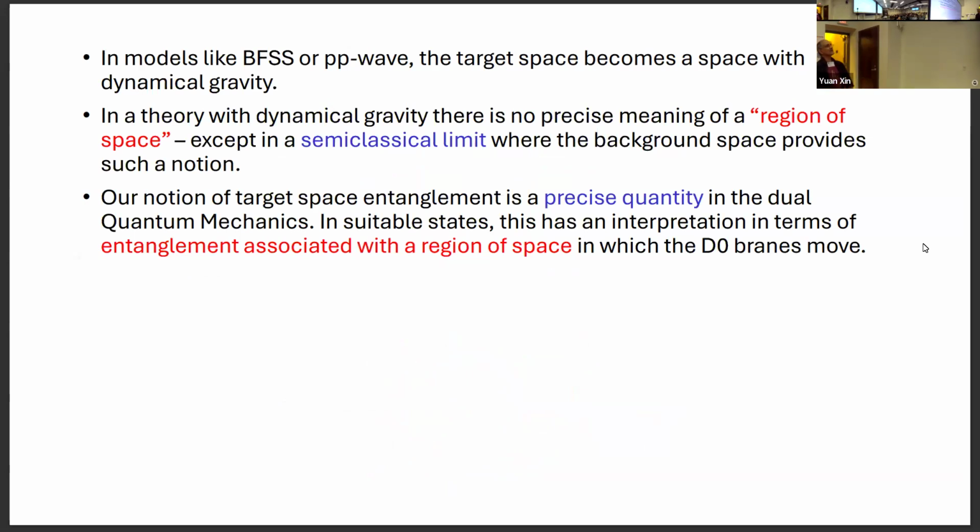So what this means is that what we have defined, therefore, is a notion of an entanglement with a region of space in a gravitational theory. Now that's a little bit weird because there is no diffeomorphism-invariant way of defining a region in a theory with dynamical gravity. However, our definition is not in the gravitational theory. Our definition is in the dual theory, which is regular quantum mechanics. So that's a precise quantity which in a certain limit becomes associated with a region of space.